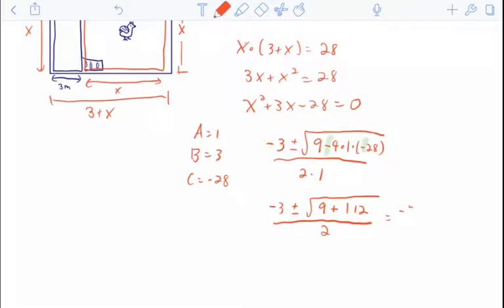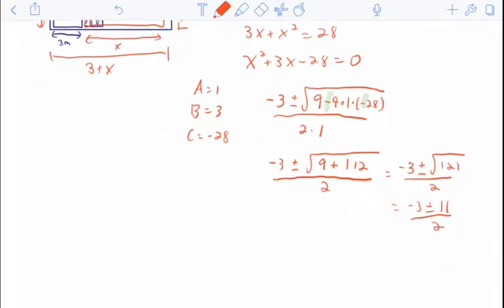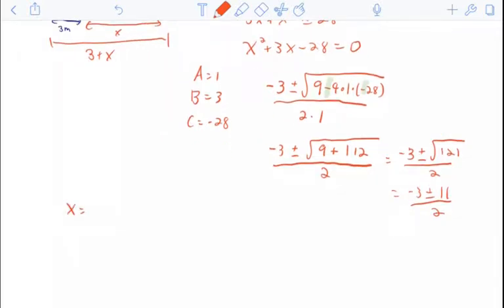Minus 3 plus or minus the square root of 121, over 2. So it's minus 3 plus or minus, okay, just take the square root of 121. That's 11. So the answers are either minus 3 minus 11 over 2 or minus 3 plus 11 over 2. This becomes minus 14 over 2, that's minus 7, and this one becomes 8 over 2, which is equal to 4. So I have two answers.